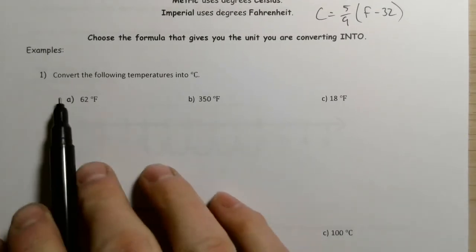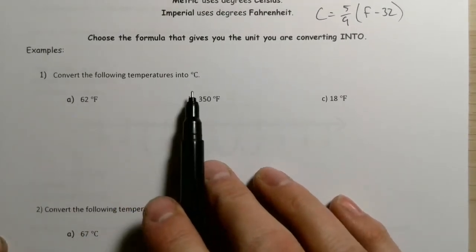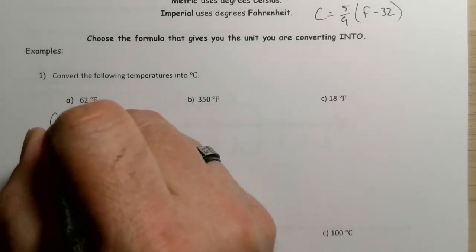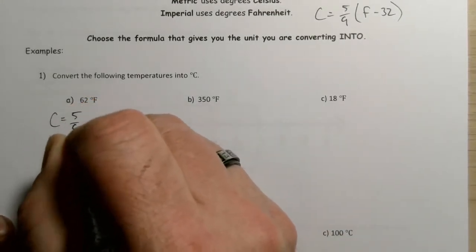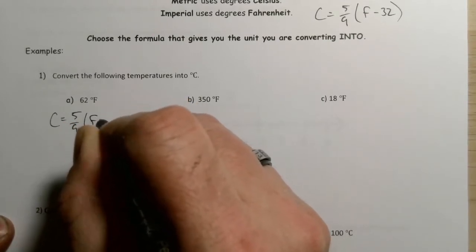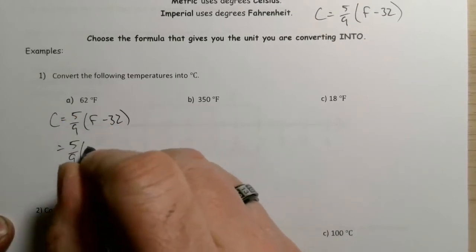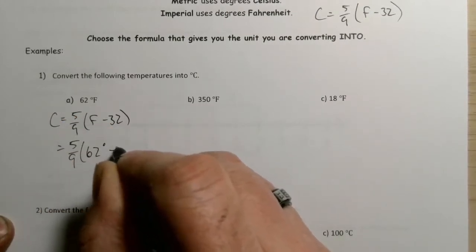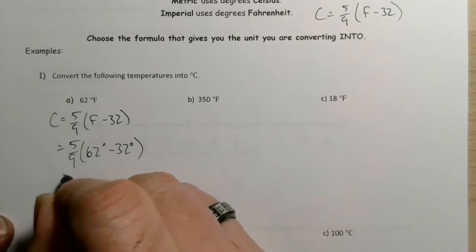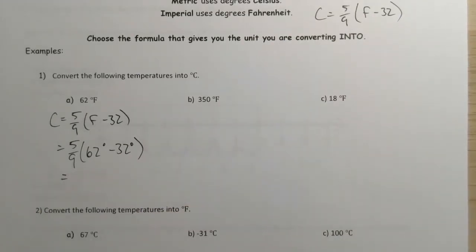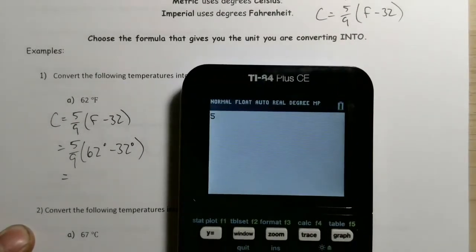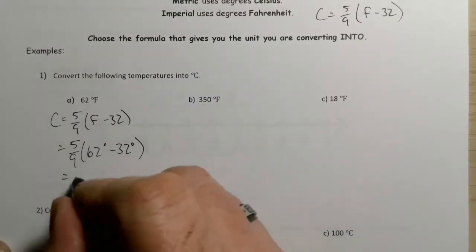Okay, so in this question we're asked to convert the temperatures into Celsius. So we know the formula we're going to use here is Celsius equals 5/9 of the Fahrenheit measurement minus 32. So in this particular case, 5/9 of 62 degrees minus 32 degrees. On my calculator, it'll be 5 divided by 9 multiplied by, in brackets, 62 minus 32. And the answer is 16.7 degrees Celsius.